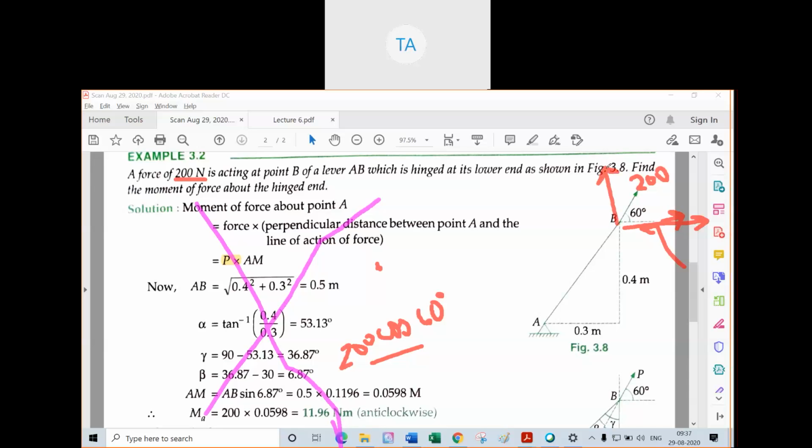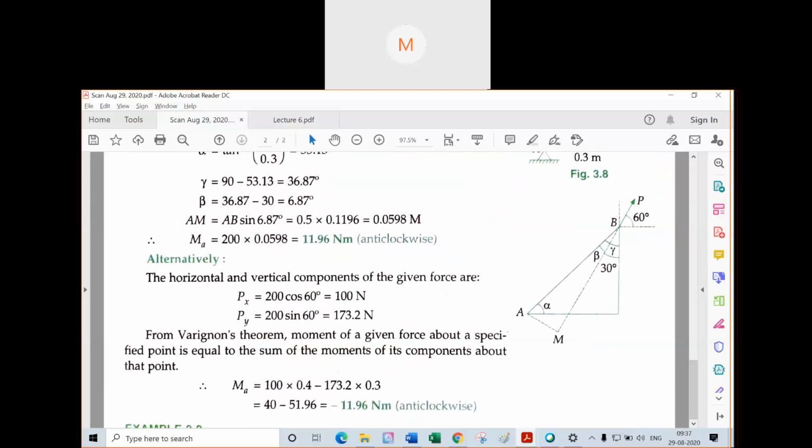So now, this side will be 200 sine 60, right? So you got the forces in both sides. Yes or no? Now we got up to these two steps. So we will do this alternative method, okay? We have got up to this one and we have got this one.